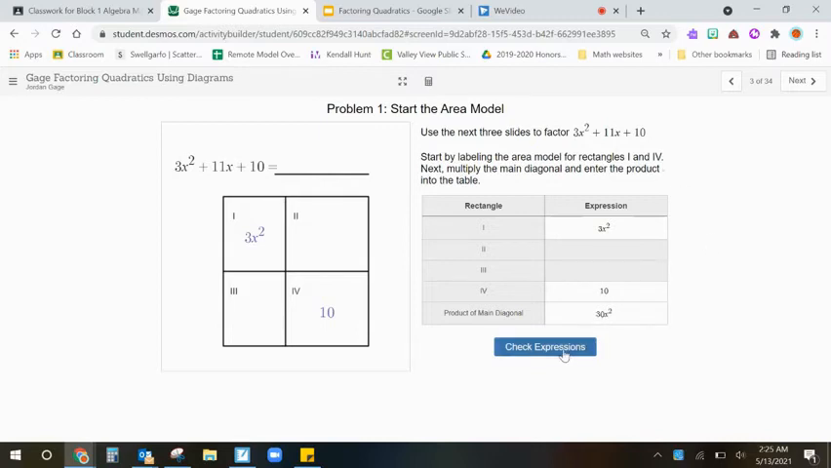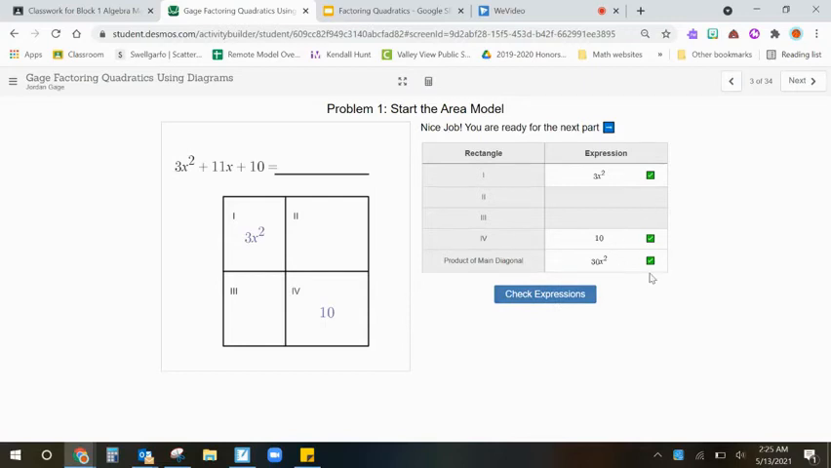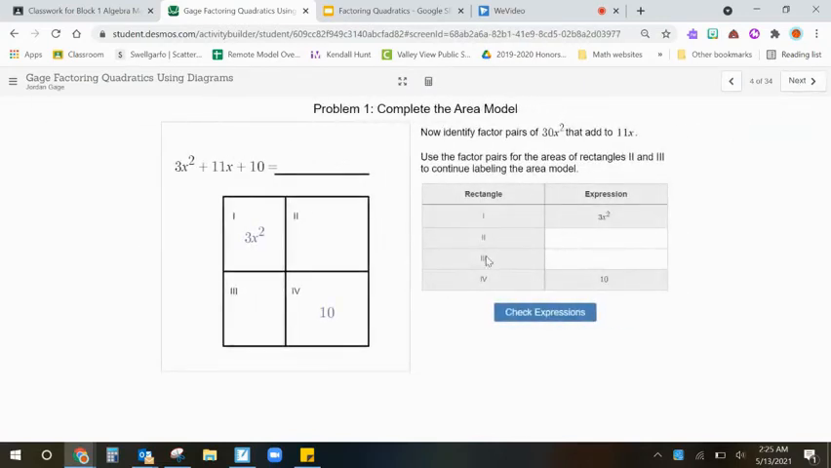Okay, so now you want to check them just to make sure you're correct. We're correct. We can move on. So now once I have this, it tells me to identify factor pairs of 30x squared. So remember, when you multiplied it, you got 30x squared. So now you have to think about what will multiply to give me 30x squared and add to give me 11x. So what will multiply to give me 30 and add to give me 11?